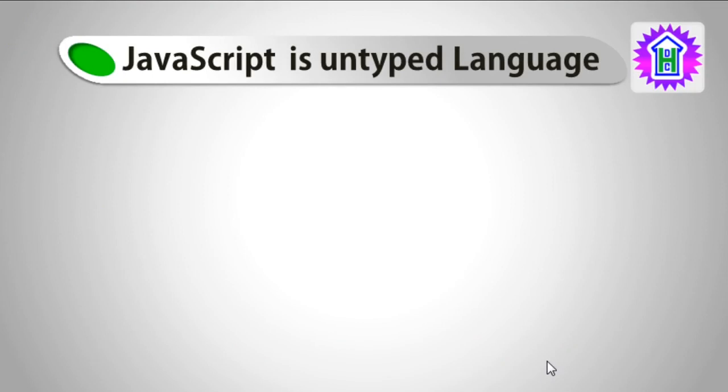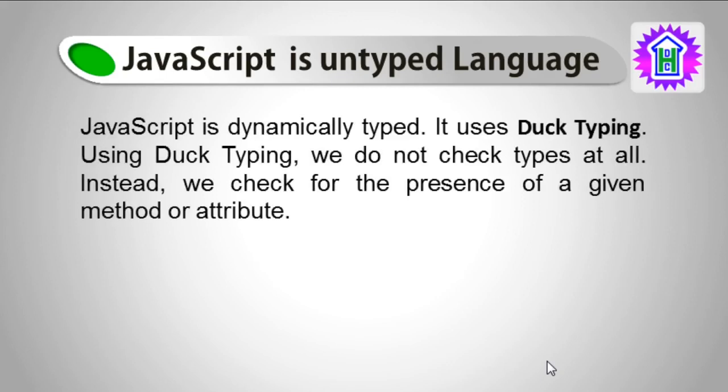Now JavaScript is an untyped language. What does it mean? JavaScript is dynamically typed. It uses duck typing. Using duck typing, we do not check the types of the variable itself. So we are not concerned about types at all. Instead, we check for the presence of a given method or attribute. So let us see.